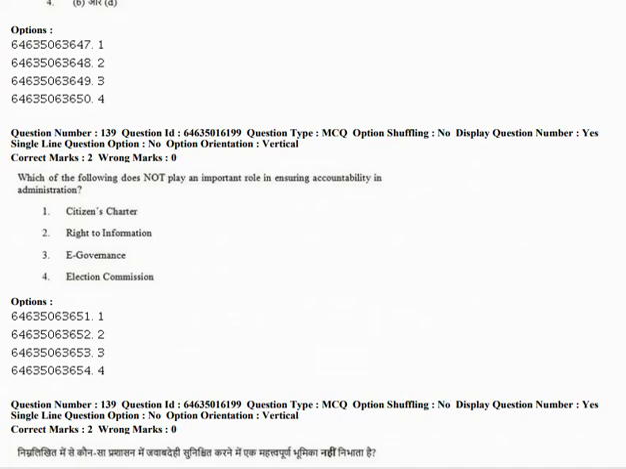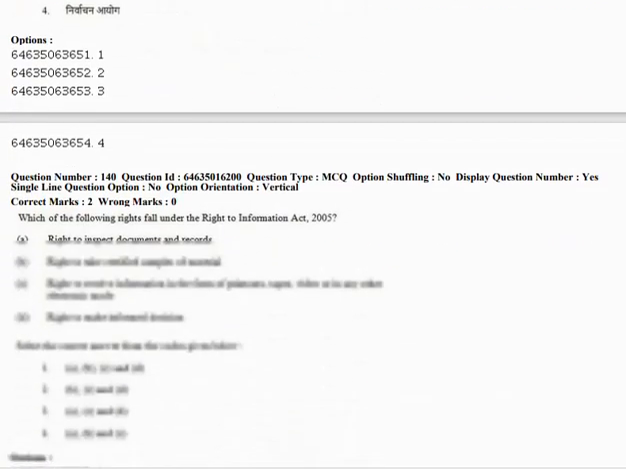Which of the following does not play an important role in ensuring accountability in administration? सिटीजन चार्टर तो कर रहा है, अकाउंटेबल है. राइट टू इंफॉर्मेशन सही है. ई गवर्नेंस सही है. बट इलेक्शन कमीशन ऐसा नहीं कर रहा है, तो ये 4 सही आंसर होगा इसका.